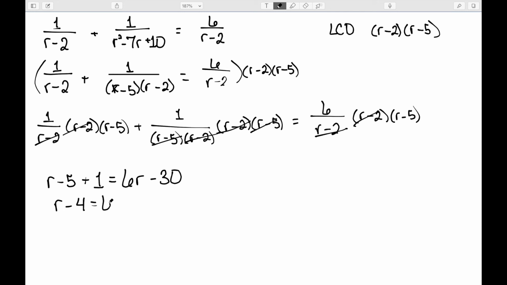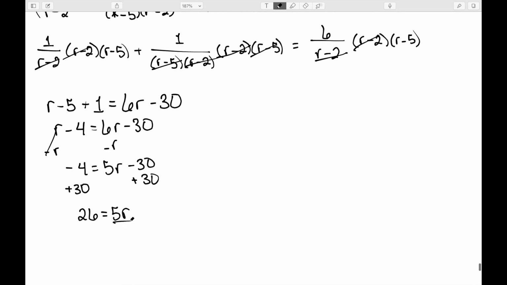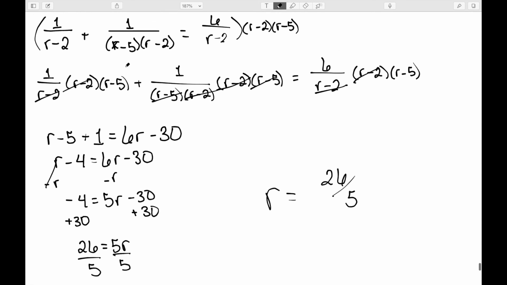So r minus 4 is equal to 6r minus 30. I can subtract r from both sides. That gives me negative 4 is equal to 5r minus 30. We then add 30 to both sides. That gives me 26 is equal to 5r. And then divide both sides by 5 to get that r is 26 over 5. And if I scroll back up, we can double check. When I plug this into the original equation, I do not get 0 on the bottom. So it is a valid solution.